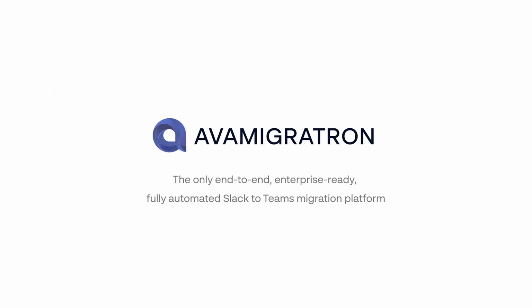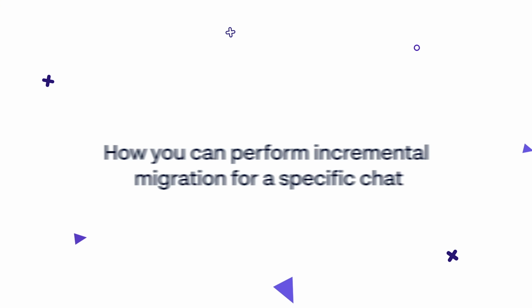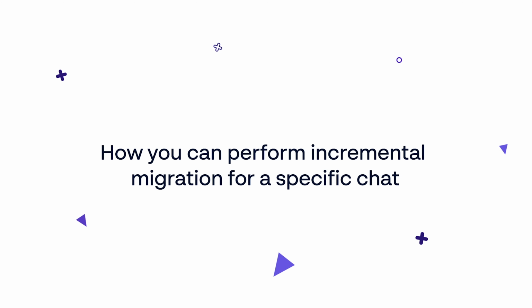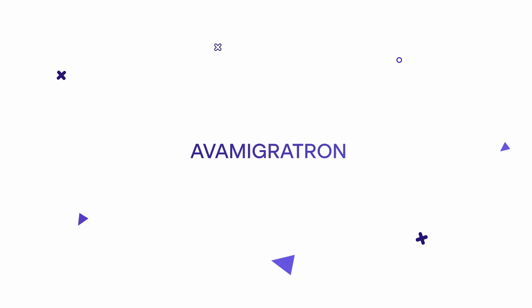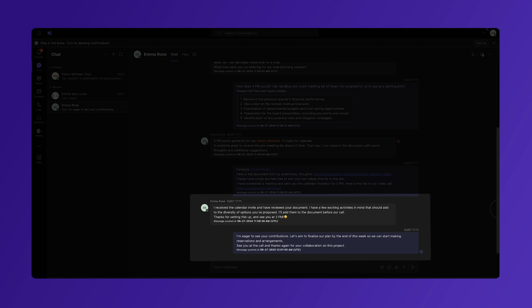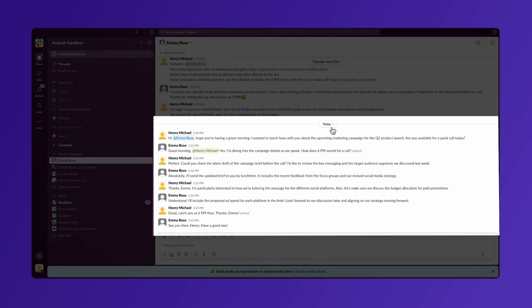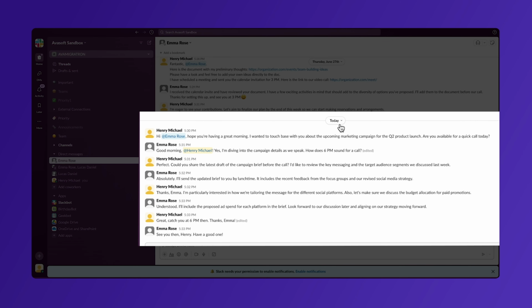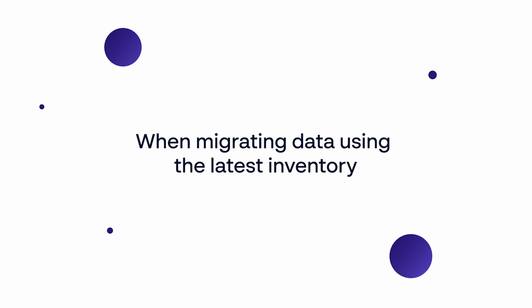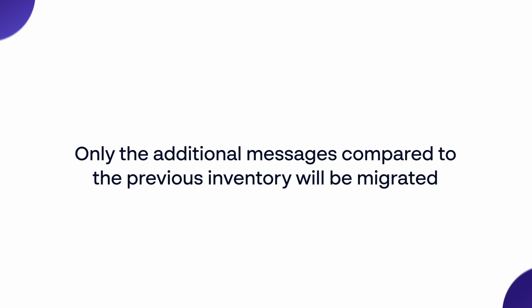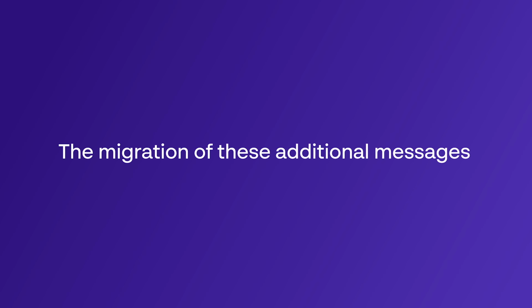Welcome to AVAMIGRATRON. In this video, let's get to know how you can perform incremental migration for a specific chat with AVAMIGRATRON. Once all your Slack chats data is migrated to Teams, you might notice some message regrowth during the migration process. To migrate these additional messages, we'll need to take inventory of the same chat again to fetch the up-to-date inventory data. When migrating data using the latest inventory, only the additional messages compared to the previous inventory will be migrated. Let's now proceed with the migration of these additional messages.